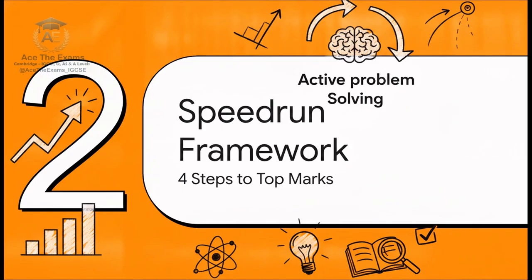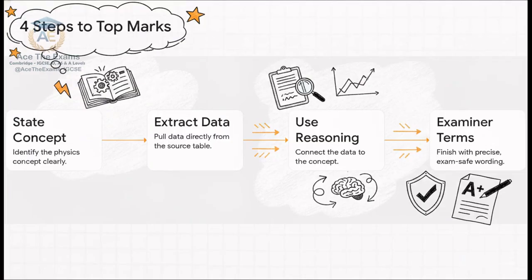Enter the physics speedrun framework. You need a high-yield exam strategy that completely shifts your brain from passive reading to active, mark scheme-focused problem solving. Lock this 4-step framework into your memory right now. Step 1, clearly state the physics concept. Step 2, extract your evidence or data directly from the source. Step 3, apply scientific reasoning to tie that data back to the concept. And Step 4, seal the deal with precise, exam-safe wording. Follow this, and your answers become absolutely bulletproof.